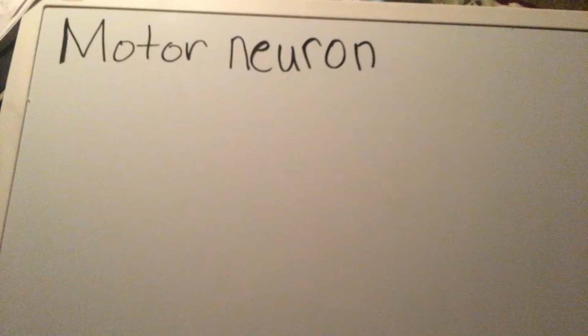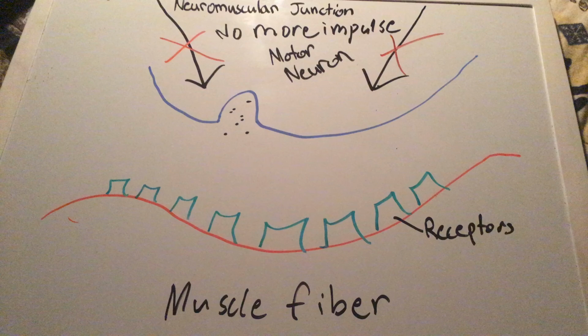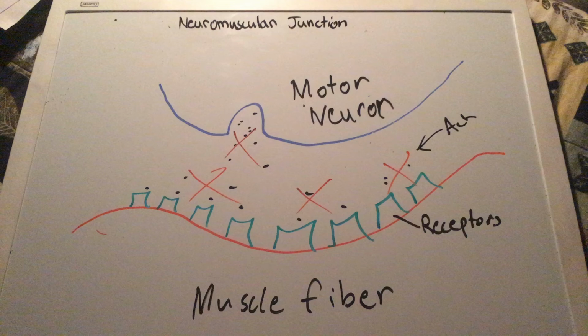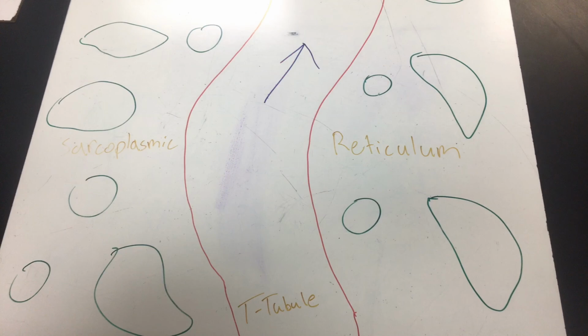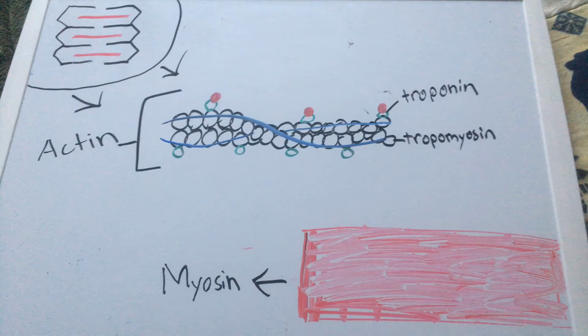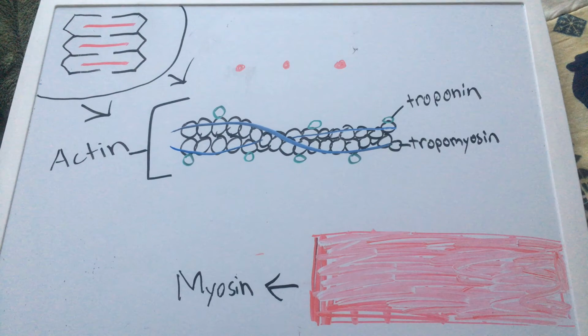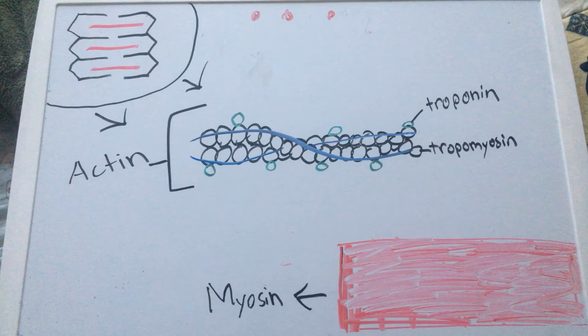The motor neuron stops receiving its impulse now. The motor neuron also now stops releasing its acetylcholine from its vesicles. After this occurs, the muscle fiber no longer generates an impulse. The sarcoplasmic reticulum calls back for the calcium ions to be released from the troponin and travel back to the sarcoplasmic reticulum.